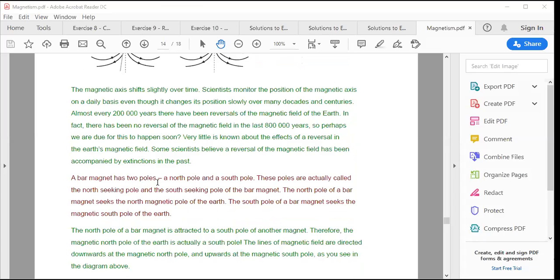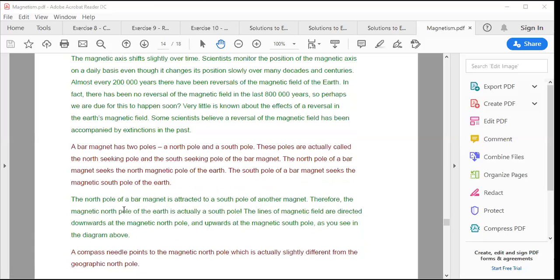A bar magnet has two poles. We have a north and a south. The poles are actually called north-seeking pole and south-seeking pole of the bar magnet. The north pole of the bar magnet seeks the north magnetic pole of the Earth. So basically, there's an interaction between the pole on the compass and the pole on the Earth. So they seek one another. So when you're using a compass, it seeks the north pole. The south pole of the bar magnet seeks the magnetic south of the Earth, right?